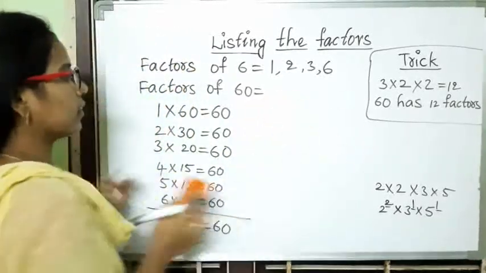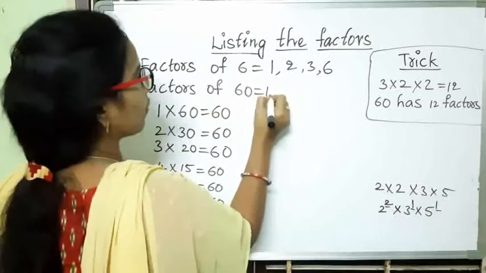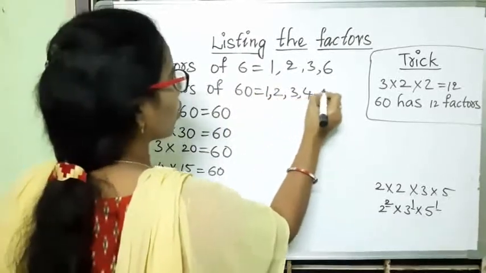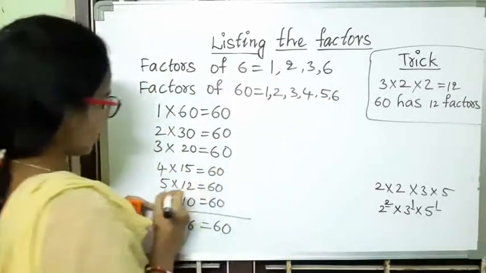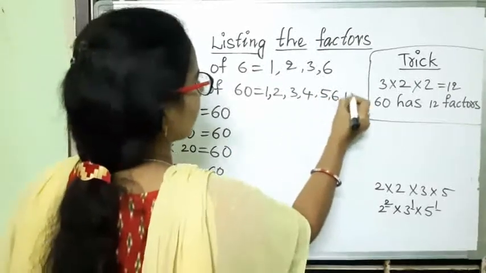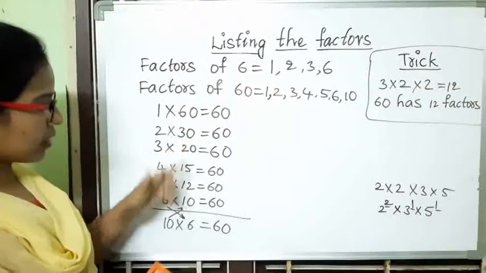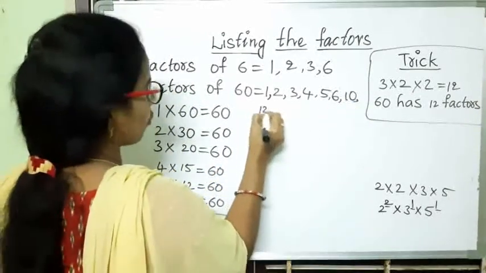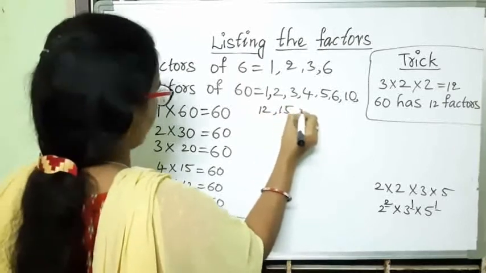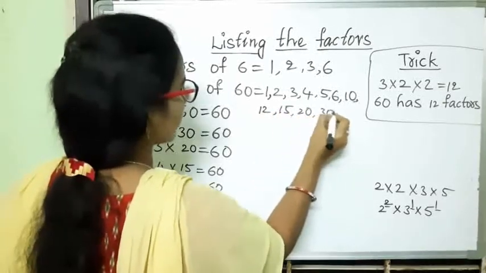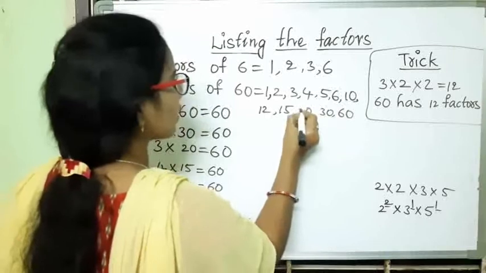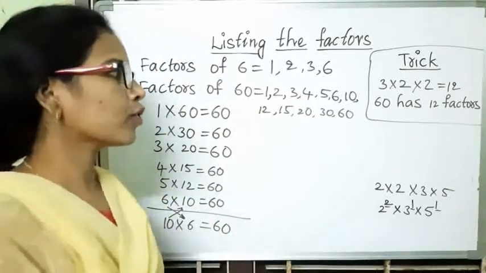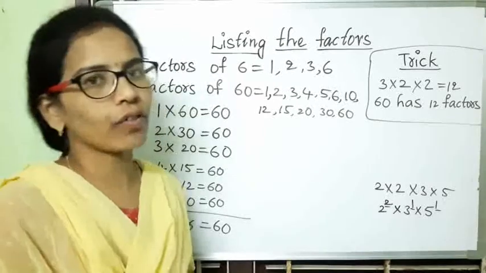Yes. So I'm going to write here factors. 1, 2, 3, 4, 5, 6 and reversely. I'm going to write reversely here: 10, 12, 15, 20, 30 and 60. These are the factors of 60. This video helps them to find out the number of factors of any number.